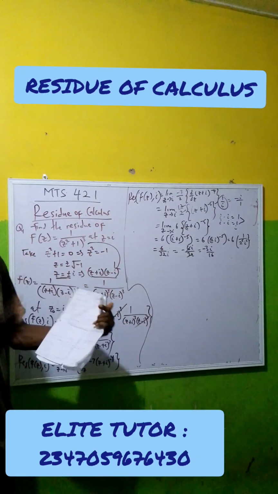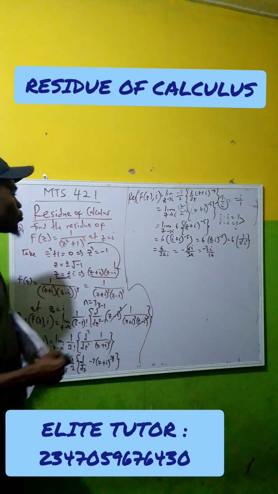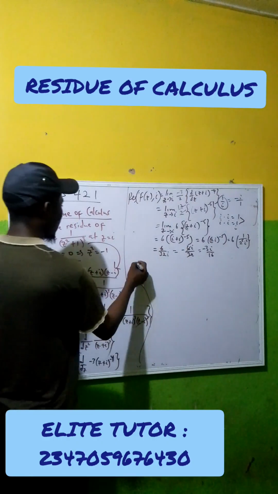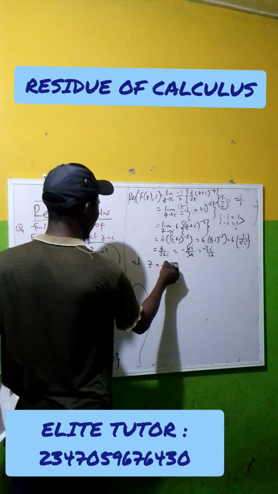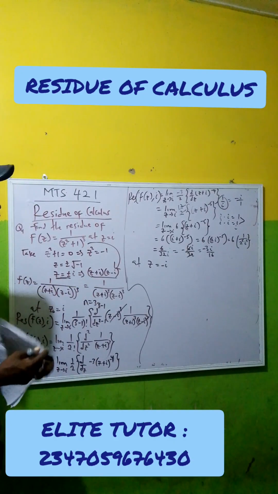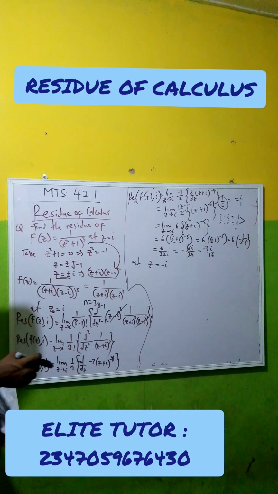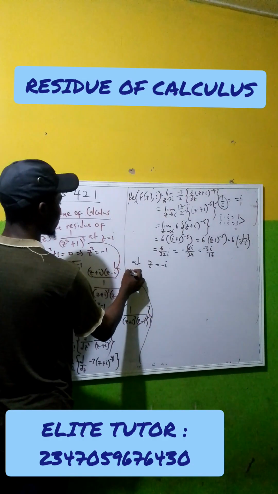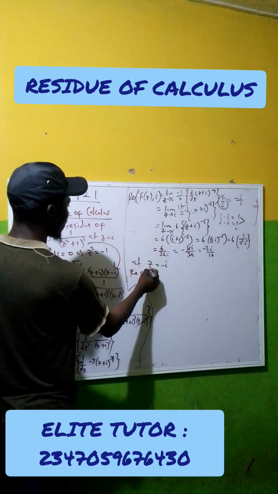So as for you that you are watching this video, I would like you to find the residue of this analytic function at z equals to minus i, and let me know what will be your answer. Then drop your answer in the comment section. Let me just give you a clue. How we are going to solve this one is that the residue, this same formula is applicable.